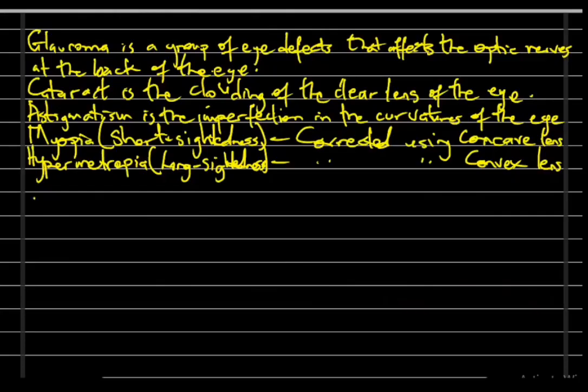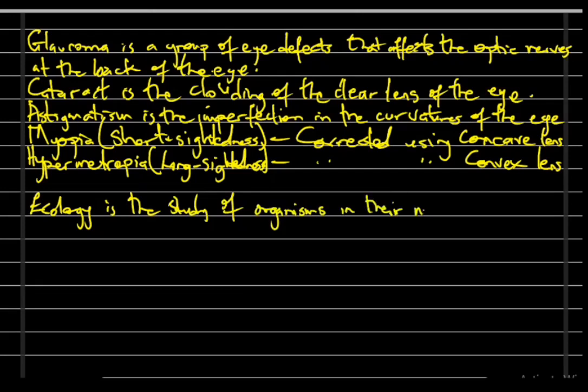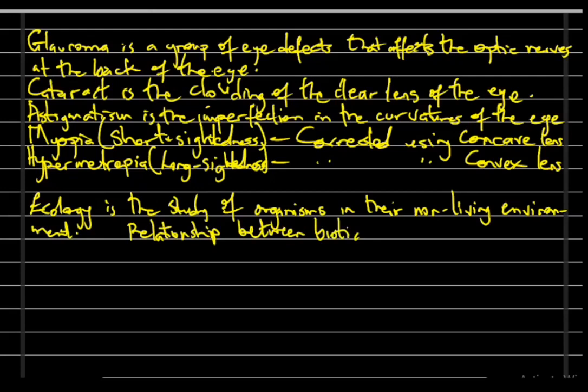Looking at this now, talking about ecology and population. First, what is ecology? Ecology is the study of organisms in their non-living environment. So we see ecology as the relationship between biotic and abiotic components.